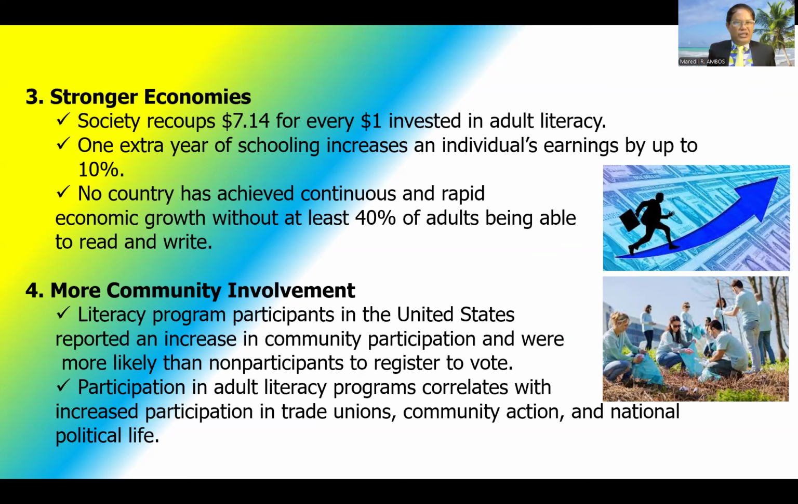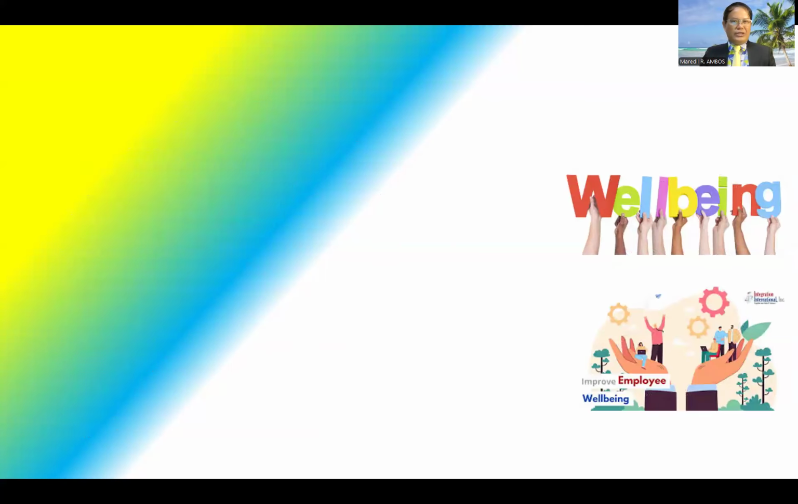And of course, more community involvement. Literacy program participants in the United States, for example, reported an increase in community participation and were more likely than non-participants to register to vote. Participation in adult literacy programs correlates with increased participation in trade unions, community action, and national political life. So if we are literate, we are more involved with what's happening in our community. All of us have a share in our community.